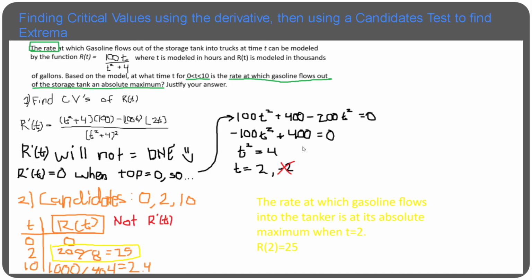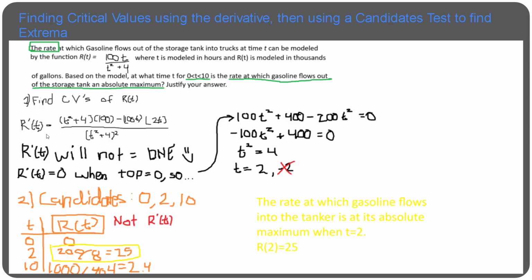So let's take a quick example problem where you use the first derivative to find critical values and then use a candidates test. So the problem says the rate at which gasoline flows out of a storage tank into trucks at time t can be modeled by the function r of t, which is this rational equation right here, where t is modeled in hours and r of t is modeled in thousands of gallons. Based on the model, at what time t for the interval 0 to 10 is the rate at which gasoline flows out of the storage tank at an absolute maximum? And then it says to justify your answer.